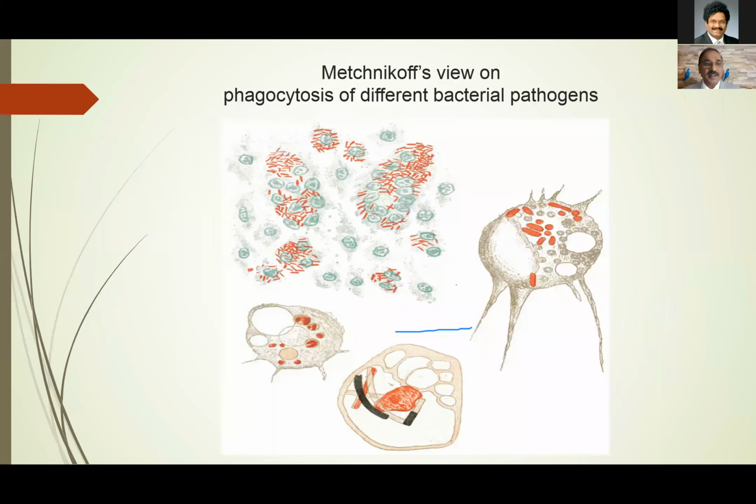Let's go back a little bit about the history of immunology. This is Metchnikoff's view, late 19th century or early 20th century. When they were finding, they did not know anything about cells, they realized about the phagocytic cells. These phagocytic cells, how they are phagocytosing. So it is a representation.